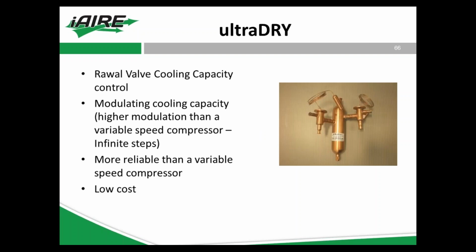The next is what they use for cooling capacity modulation. So it's a Rawl valve, a modulating capacity valve, and that's attached near the compressor, and it will bypass hot gas from the compressor back to the intake of the compressor, depending on how much capacity is needed at that time. And what that does is it reduces the flow of refrigerant to the evaporator coil, which reduces your cooling capacity. Generally, they found that they're more reliable than, say, a variable speed compressor, because there's a lot less moving parts to this system. It's a lower cost option as well.